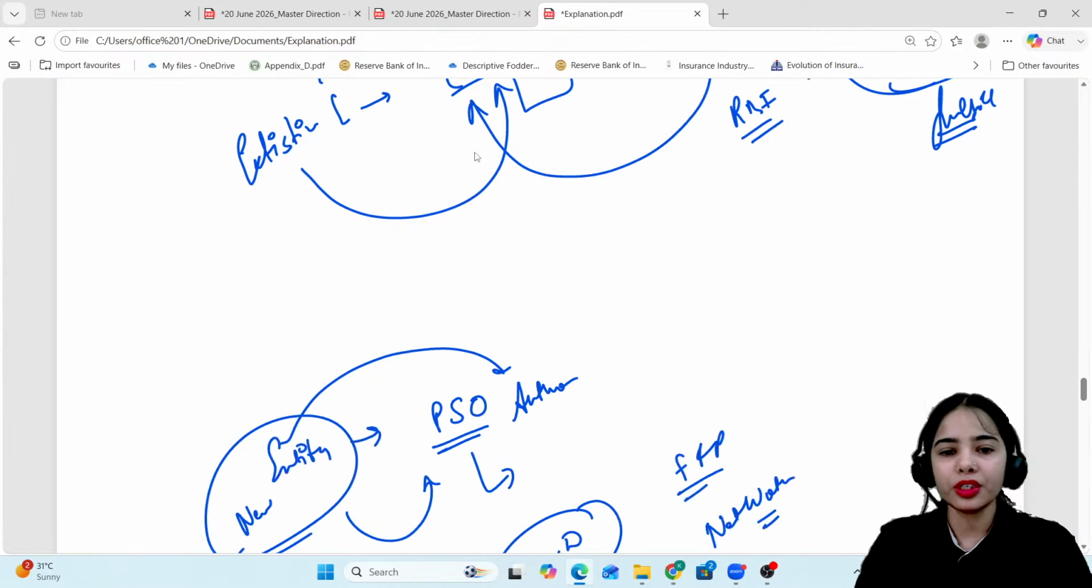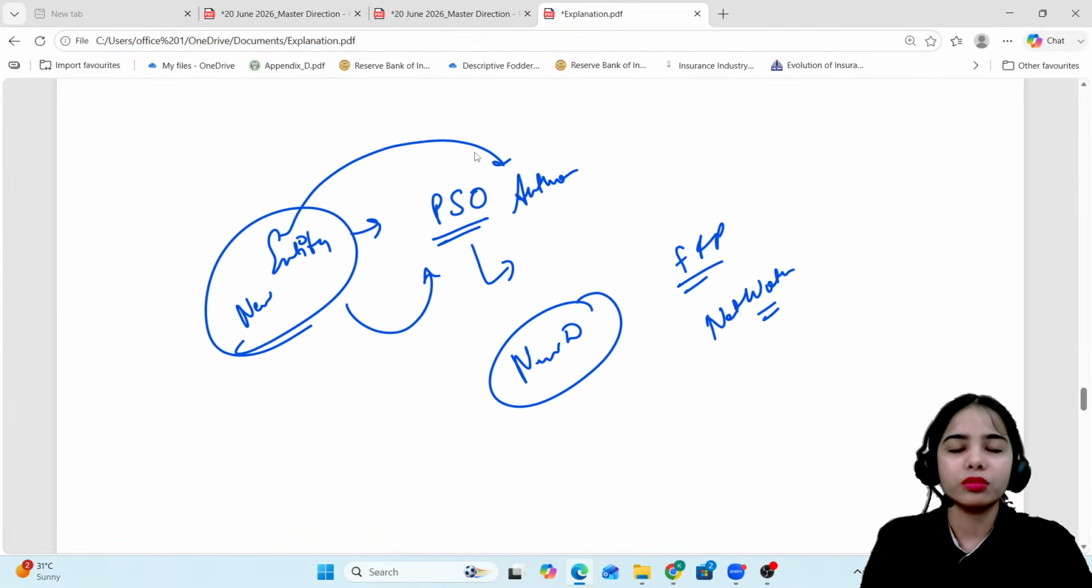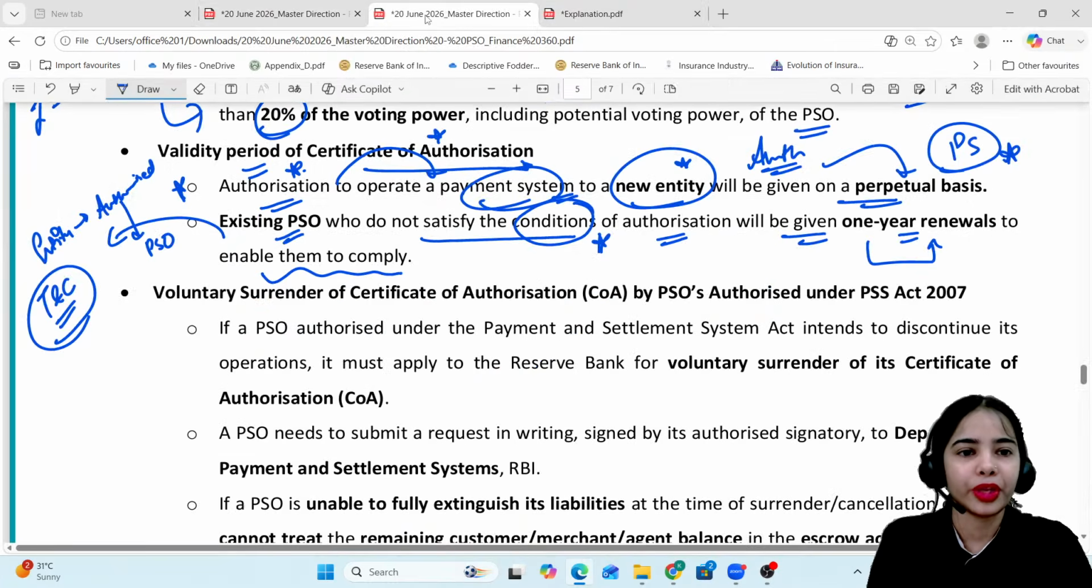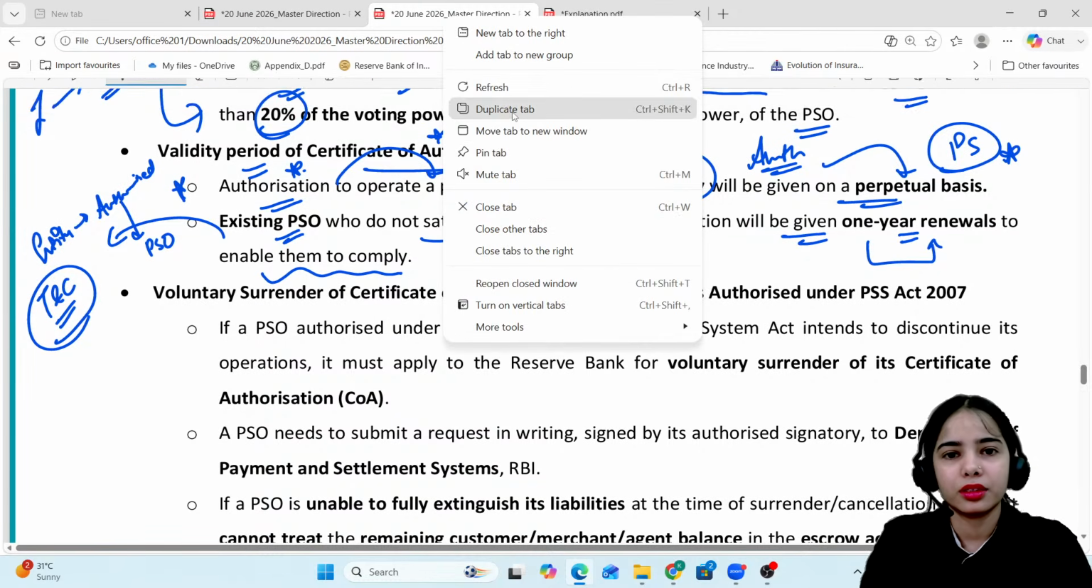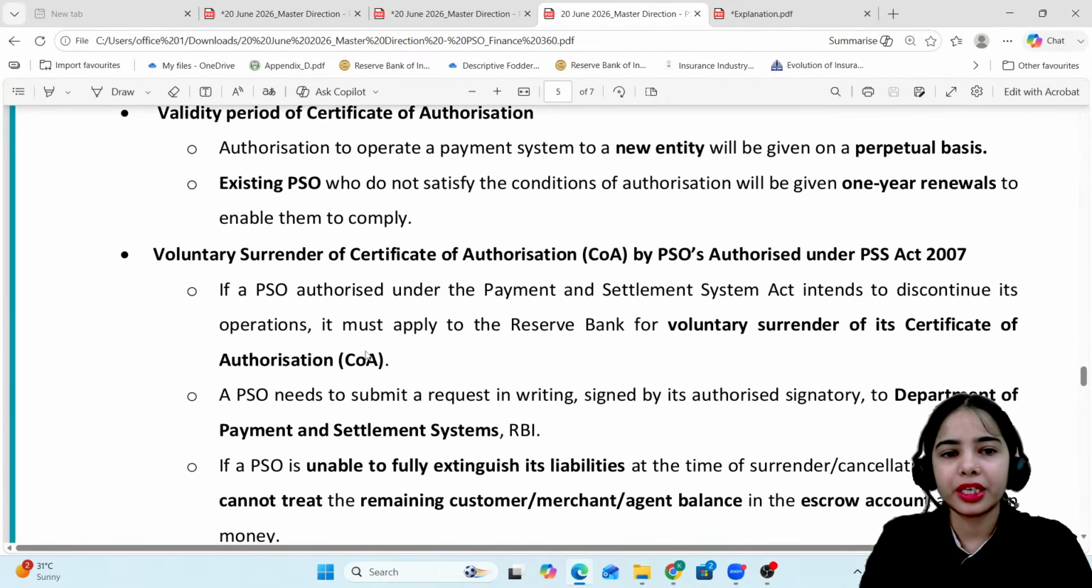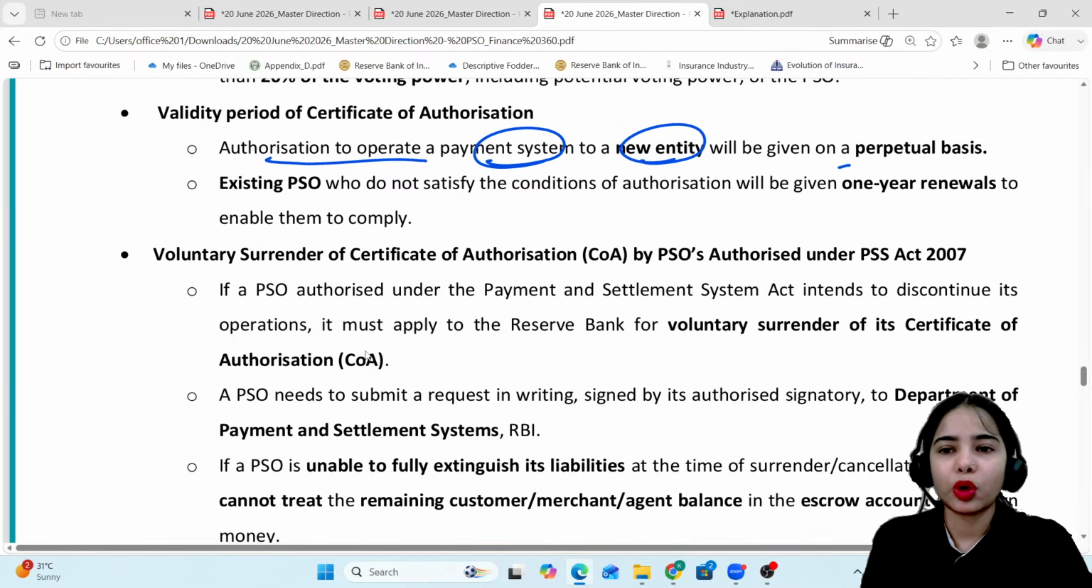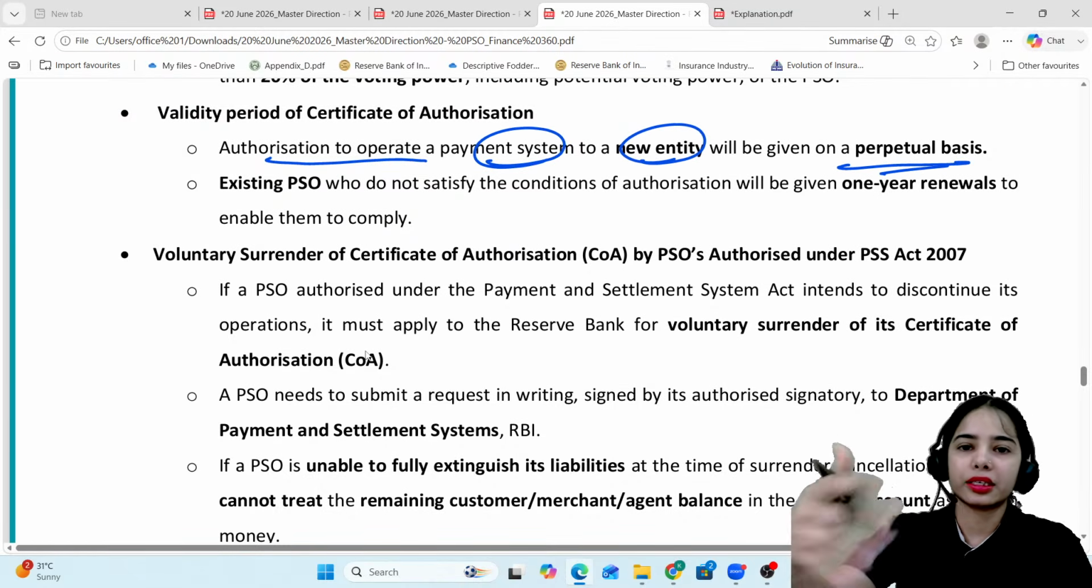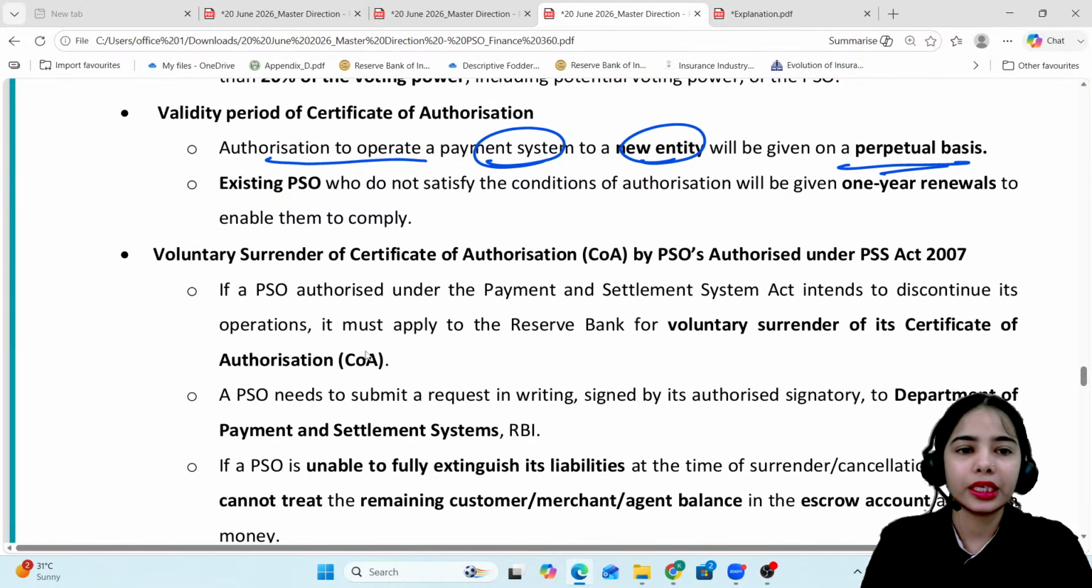Okay, for the existing PSOs, that is the idea. So authorization to operate a payment system, basically the validity period of the certificate of authorization. Authorization to operate a payment system to a new entity will be given on a perpetual basis, that this authorization will continue till the end.